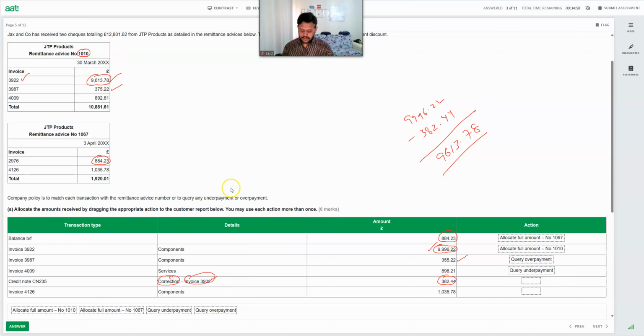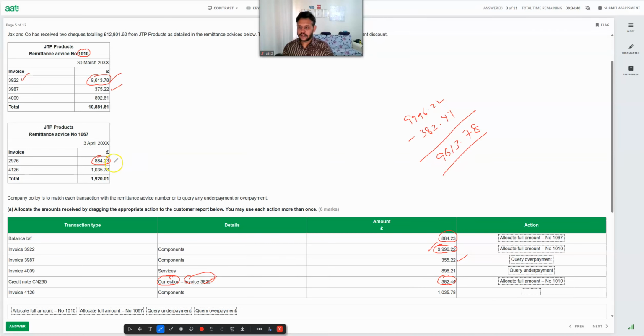And then we have a credit note, and that is allocated to invoice number 1010. We know that already, we did it. Allocate full amount on invoice number 1010 minus the credit note. And finally 4126, the amount was 1037.78, and they paid 35 and 70, which matches exactly. So I'll say that's no problem at all.